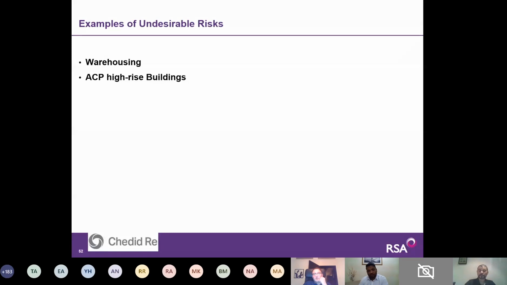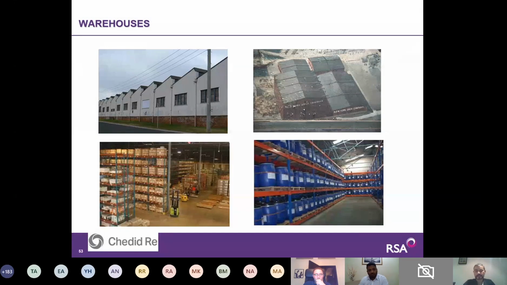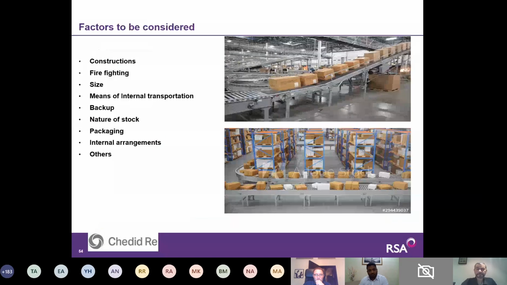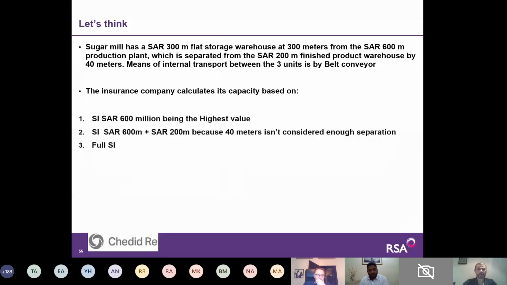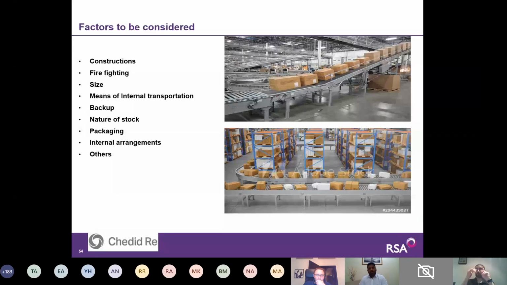Examples of undesirable risks: warehousing and ACP. I will go through this in brief. Why warehouses? As you see, construction. Usually we don't invest too much in construction. Firefighting, sometimes it's available. Sometimes the businessman has some money: I'll buy this land, I'll put a hangar here, I'll rent it out. I'm making an investment. I don't invest in firefighting.